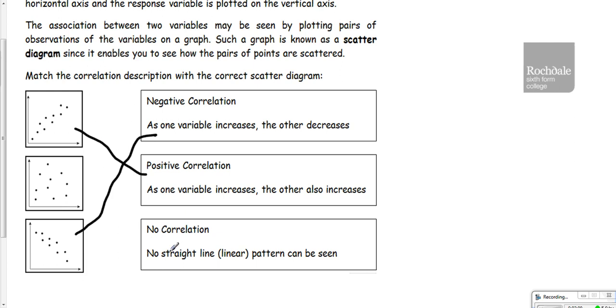And then no correlation: no straight line linear pattern can be seen. It is possible that you would get something like this, and you might say, well, that's roughly a quadratic shape. When you go on to university, you might study statistics and come up with different kinds of models, like quadratic models. But at A level for S1, we're only looking for a linear pattern, and there is no linear pattern there.